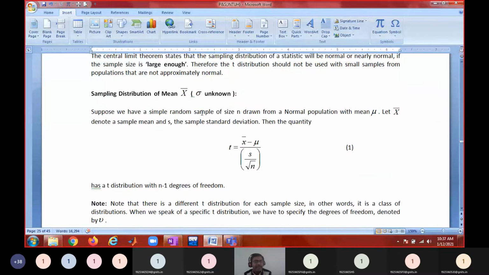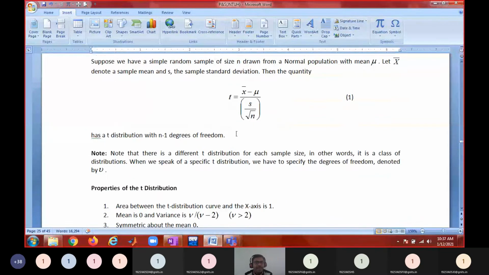In case of a single mean, if you are testing the hypothesis for a single mean, the test statistic will be x bar minus mu by s by root n, whereas in a large sample it is sigma by root n, right? Whereas for small samples, the population standard deviation will not be known, so you will be taking the sample standard deviation, and the sample standard deviation has to be the unbiased estimator. What do you mean by unbiased estimator?